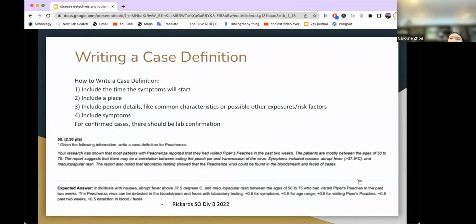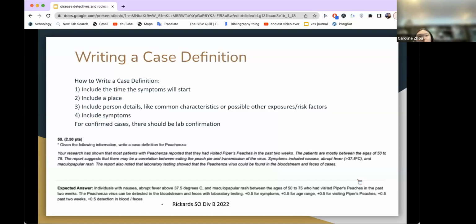Okay, writing a case definition. Writing a case definition is a pretty big part of the test. In this case definition, you will include the time the symptoms start, the place, and person details like common characteristics or possible other exposures or risk factors, and include the symptoms. And for confirmed cases, there should be lab confirmation.